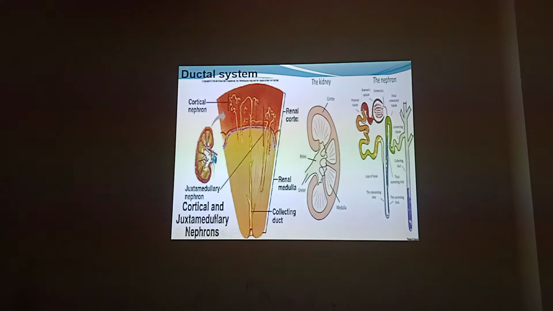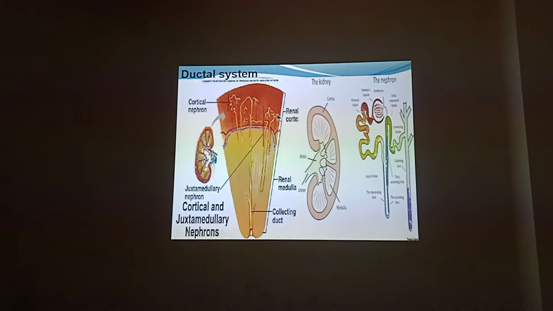Here you are seeing the cortical and juxtamedullary nephrons. Very important viva question: what is a cortical nephron and what is a juxtamedullary nephron? This is the renal corpuscle, just by the side of the medulla. This is the medullary pyramid, and just by the side of the medullary pyramid, you can see the glomerulus. This is juxtamedullary, and this cortical nephron is near the periphery of the cortex. This is the cortical nephron. What is the difference between these two?